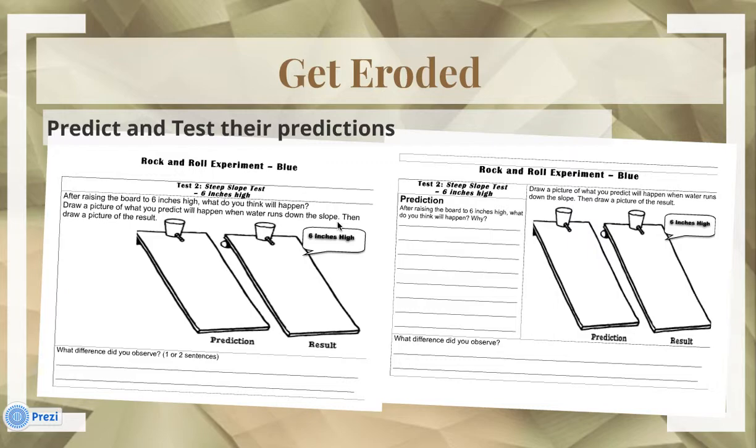So basically they will have 2 tests. One would be a gentle slope, which will be only 3 inches high, and then the next experiment would be 6 inches high. And so they would be comparing how the higher the slope, the more erosion is going to occur.